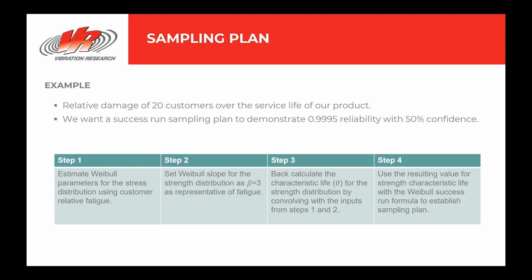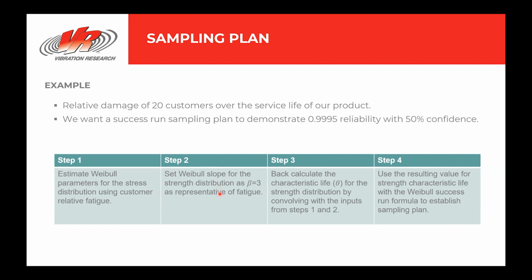99.95% reliability over the service life basically means that we're willing to accept 5 failures out of 10,000. So there are 4 steps to this process. First step, we need to estimate the Weibull parameters for the stress distribution using the customer relative fatigue. Because remember, we're going to eventually convolve these 2 distributions, and we need their parameters. So step 2 is to set the Weibull slope for the strength distribution.